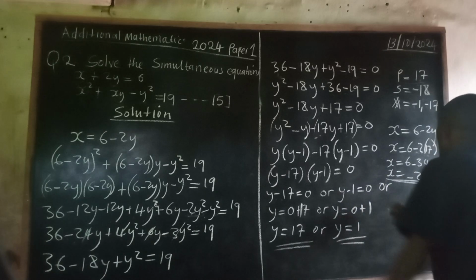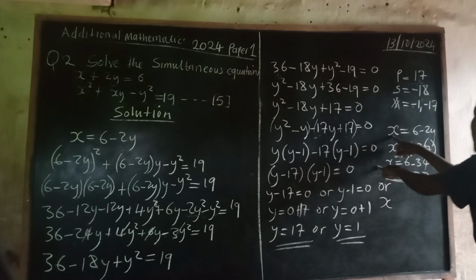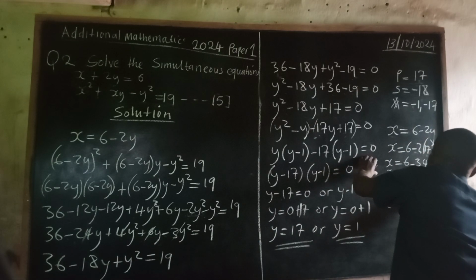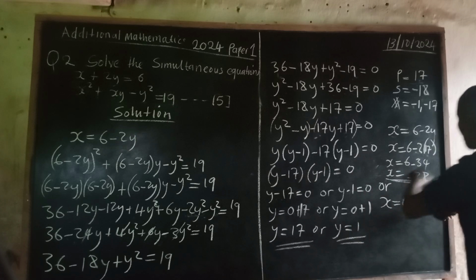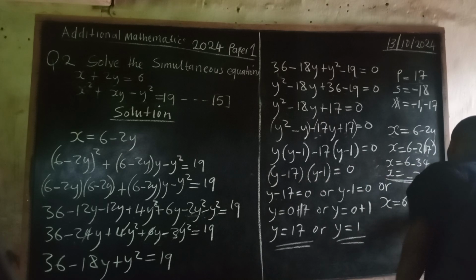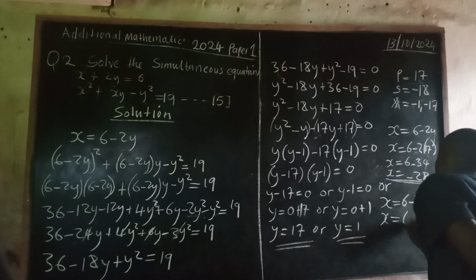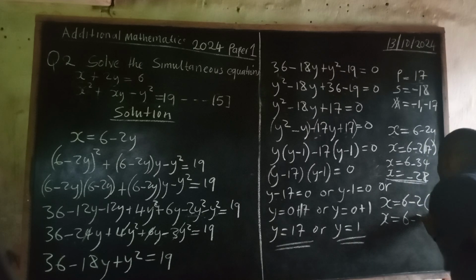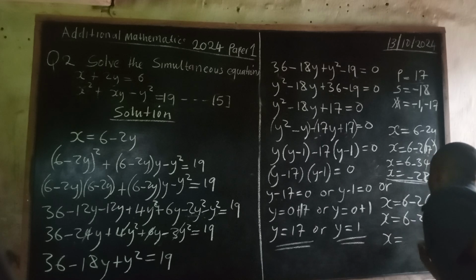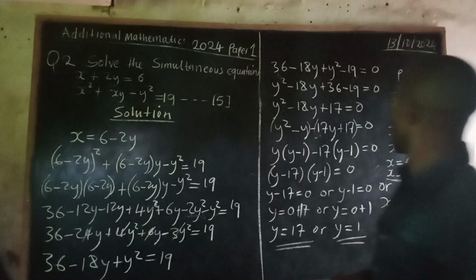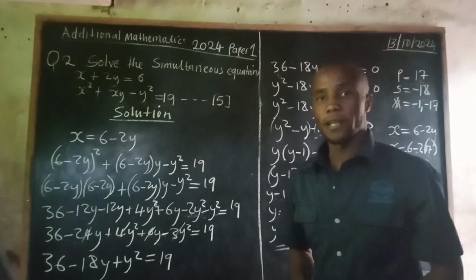Then for the other x, we get back to the same equation: x is equal to 6 minus 2y. Where there is y, this time around we are going to put 1. Then x is equal to 6 minus 2 times 1, which is negative 2. So x is equal to 4. So these are the solutions to the question which we were given.